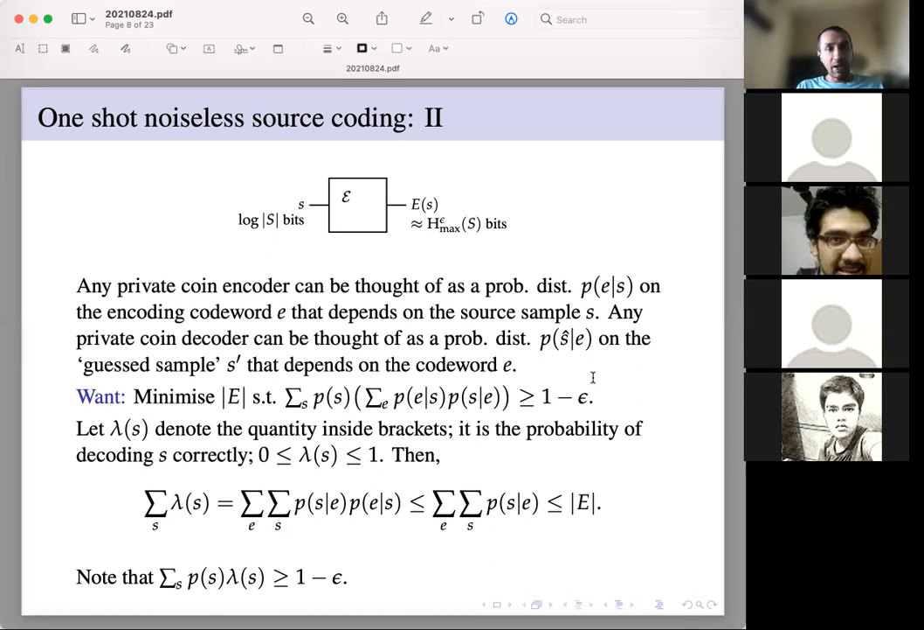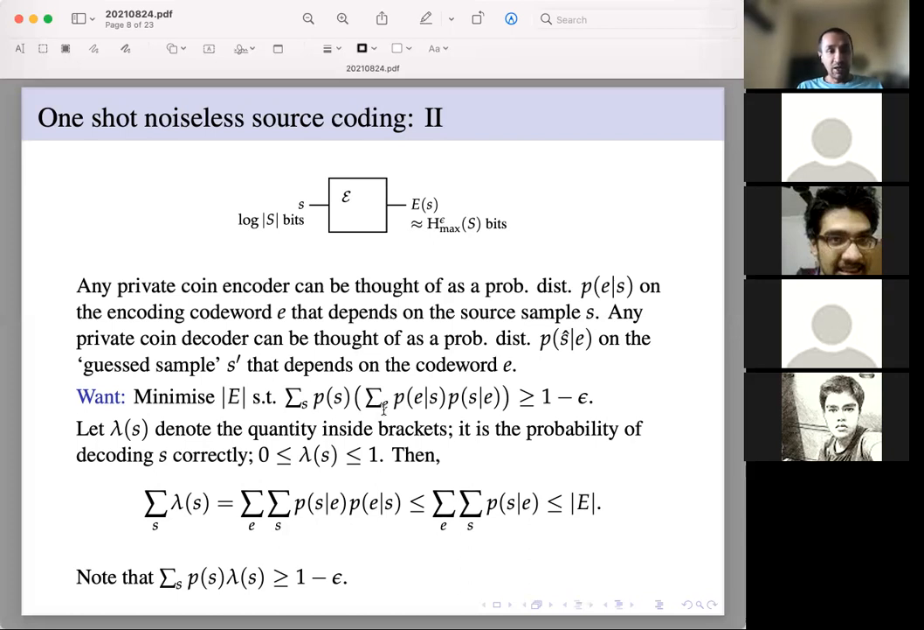Similarly, any private coin decoder can be thought of as something like this. The decoder receives a code word symbol E, and it has to output a guess of the source, which I'm calling S hat, the guess sample. It depends on the code word. So the decoding strategy can be given by another distribution like this. And what we want is to minimize the size of the code space.